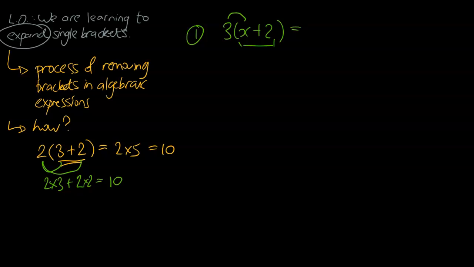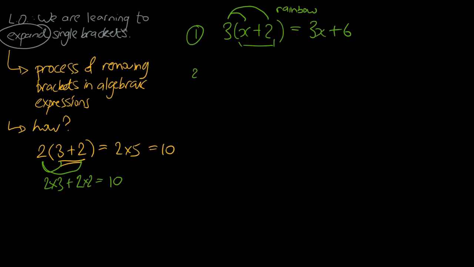You normally do 3 times x, and then 3 times 2. So that's going to get us to 3x plus 6. And hopefully you can see what I mean when I say the rainbow approach. Up there, those top lines do look a bit like a rainbow. And again, these aren't like terms, so we cannot merge them or add them together.